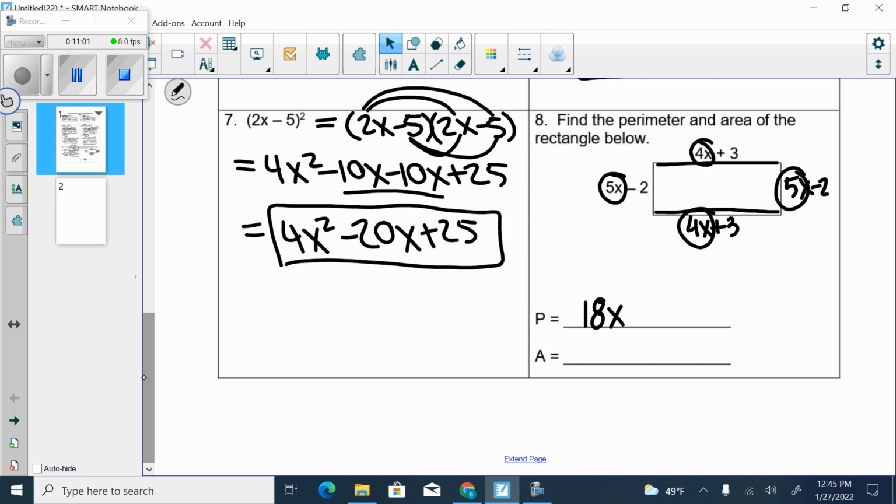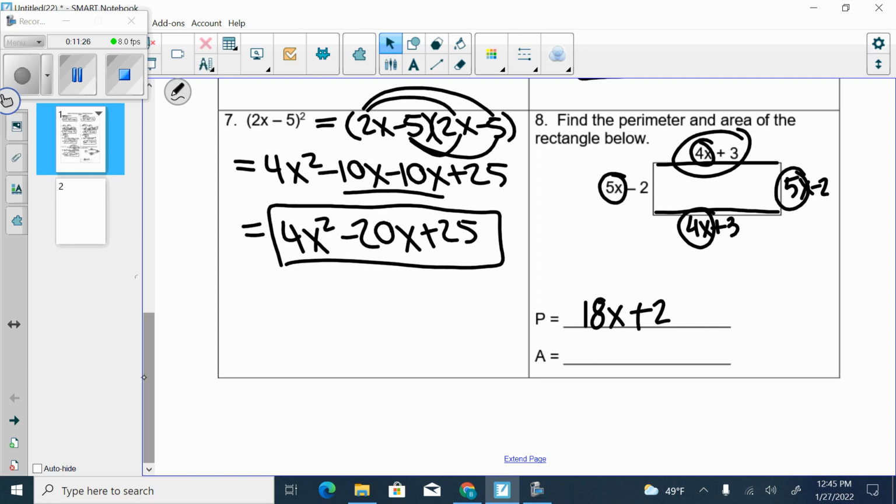And then we also are going to add all of the constants. So 3 plus 3 minus 2. 4 minus 2 more. 2. That's what we get if we add all of our like terms. How do I find the area of something? Right. Length times width, base times height.